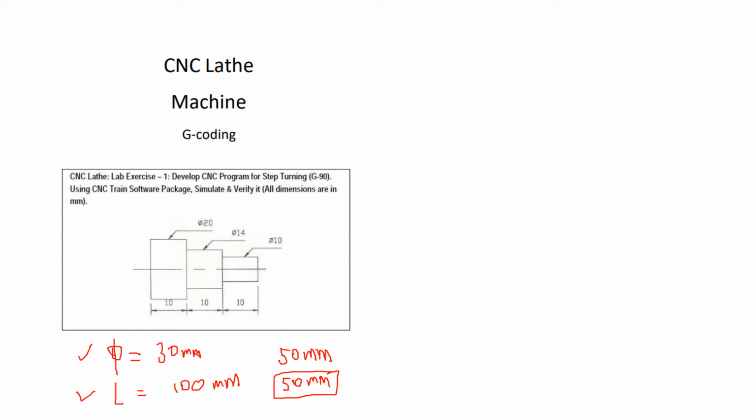Initially, this is your Z axis and this is your X axis. The diameter is X, and this is your Z axis. Let me illustrate it for you. It's an XZ axis, because a lathe is a 2-dimensional machine, whereas milling is a 3-dimensional machine. So here we have XZ axis, where X is perpendicular to Z. Okay, so let's start with the G code.